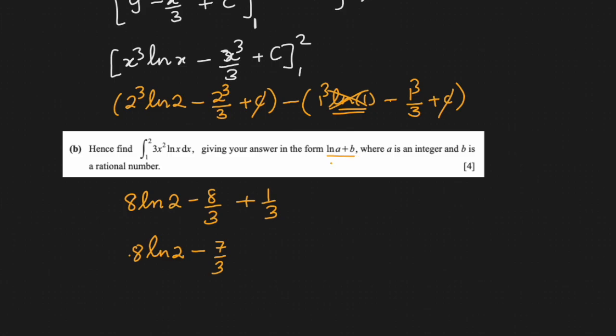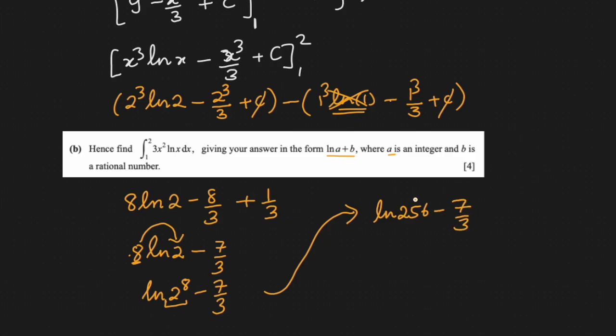So they wanted this format. That means they don't want any 8 in front. So this 8 will become a power of 2, 2 to the power 8. So natural log of 2 to the power 8 minus 7 over 3. Now it matches, where a is an integer. A has to be an integer. 2 to the power 8 is how much? 256. Natural log 256 minus 7 over 3. So a is an integer, b is a rational number, that's true. So a is 256, b is negative 7 over 3.